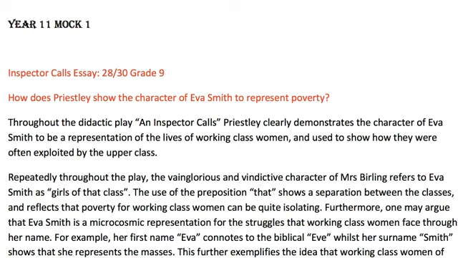It's another in the Student Exemplar series. We're looking at a fantastic answer on Eva Smith in An Inspector Calls, sent in by Amira Abdi. Thank you for this, Amira. This is your mock question. You've got 28 out of 30 in your mock, and we're going to have a look at it.